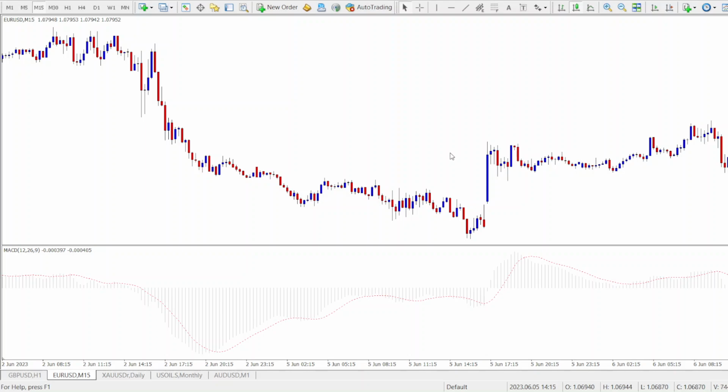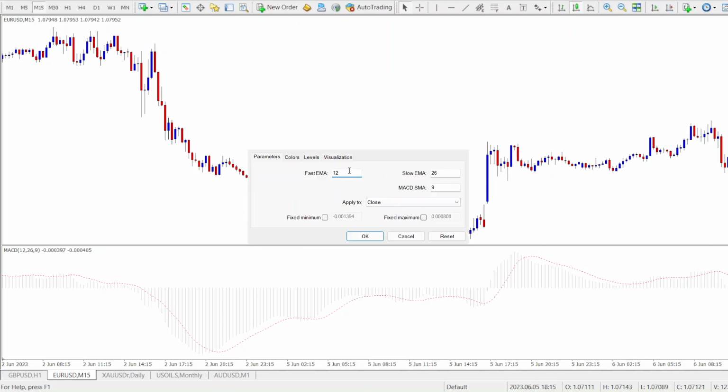Okay. One thing to note is that the lower the values you have here, the faster the MACD indicator responds to price changes. So if you are dealing with a smaller time frame, you might want to use smaller values, and if you are dealing with higher time frames, you might want to use higher values. Okay. So for the 15-minute chart, I recommend using MACD settings of 5 for the fast EMA, 13 for the slow EMA, and 8 for the MACD SMA, right?